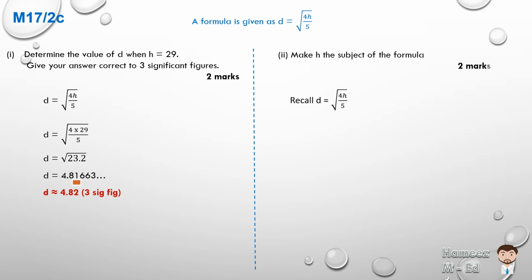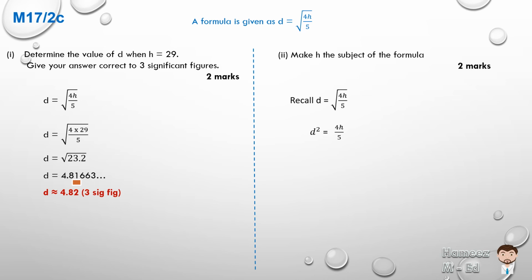So let's recall the formula. d is equal to the square root of 4h over 5. And we want to get h alone on the right hand side. So we need to remove everything. We need to remove the 4 from it, the 5, the square root. So the first thing we can do is remove the square root by squaring both sides. Remember, the opposite of square root is squared. So if we square both sides, d becomes d squared is equal to 4h over 5.